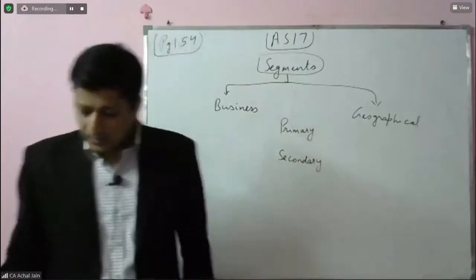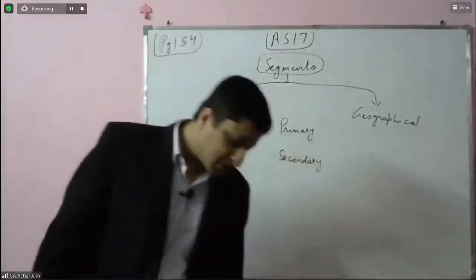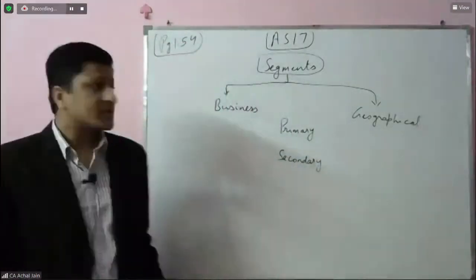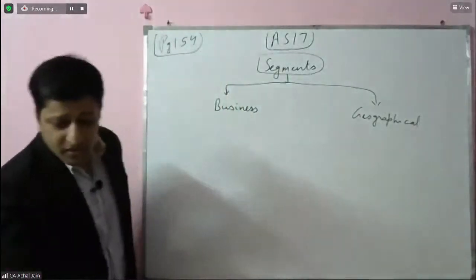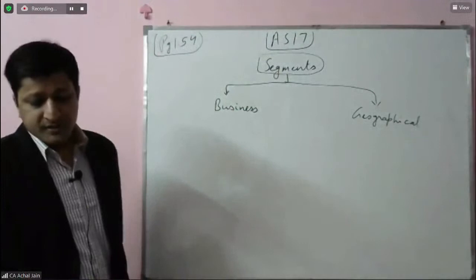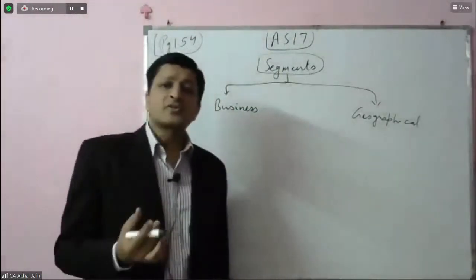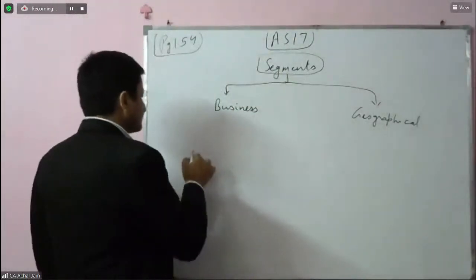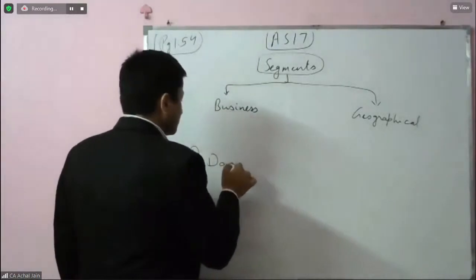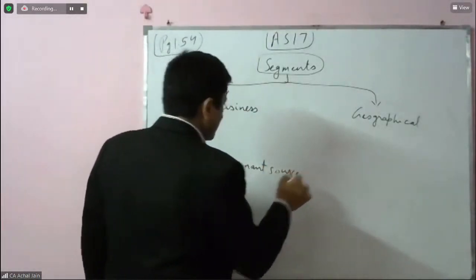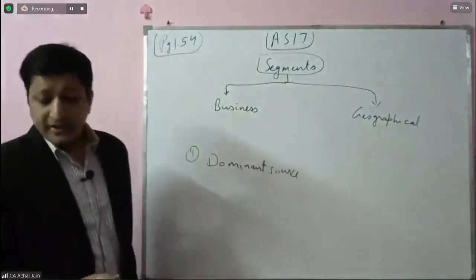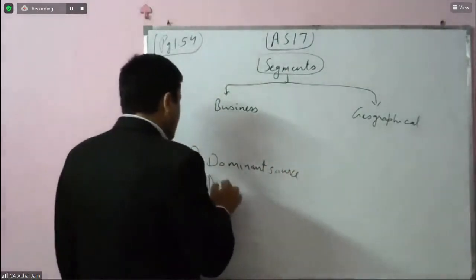Now there are a few factors which we need to consider for the purposes of assessing whether a segment will become primary or secondary. So what are those factors? First, what's the dominant source? Dominant source, nature of risks and returns.